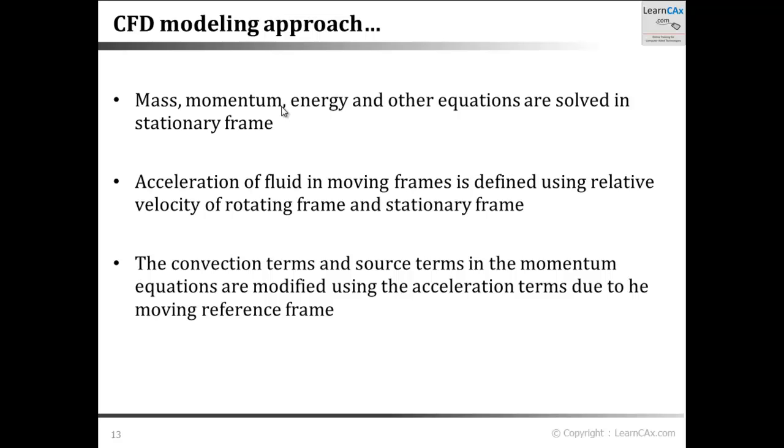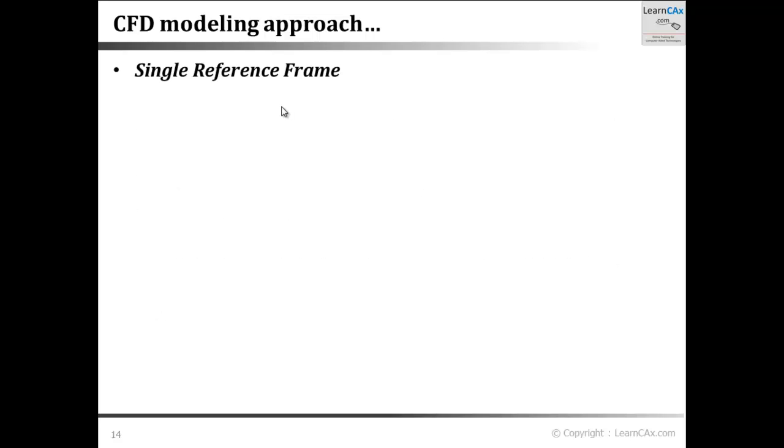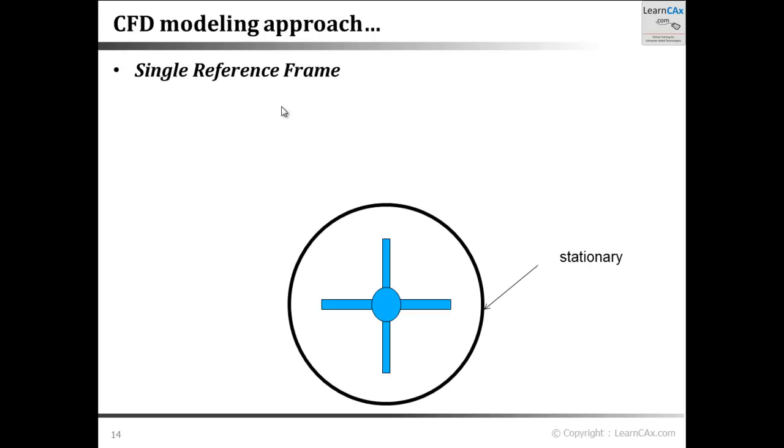The convective terms and the source term within the momentum equation, that is the original Navier-Stokes momentum equations, are modified using the acceleration terms to take into account the mass flux and the momentum flux generated because of the rotational effect. The first among the approaches or models used for simulating the rotational effect is the single reference frame model.